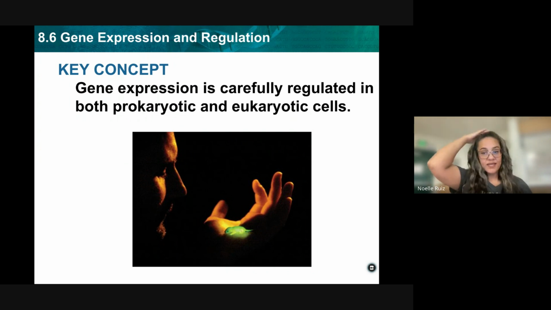So we move on to 8.6. Gene expression is carefully regulated in both prokaryotic and eukaryotic cells. If you don't remember what those are, prokaryotic cells are just very, very simple bacteria. They don't have the full nucleus. They just have the DNA floating around in the middle region called the nucleoid region. And then eukaryotic cells have the full nucleus separated off. Their DNA is separated off into a different organelle than the rest of the cell. But once these proteins are translated, these big long chains of amino acids, now what?